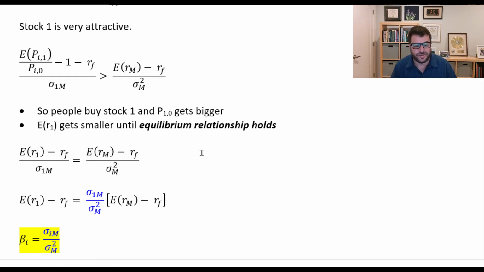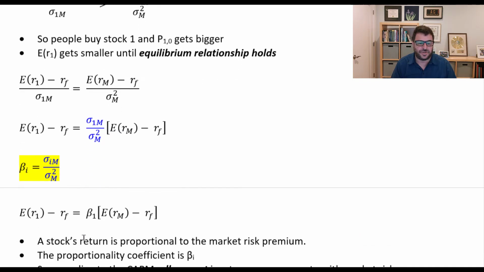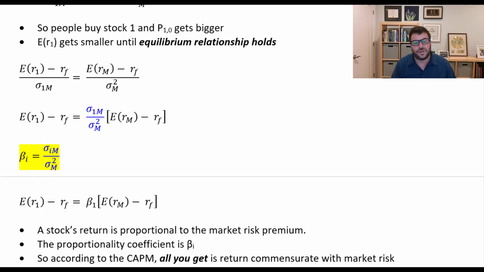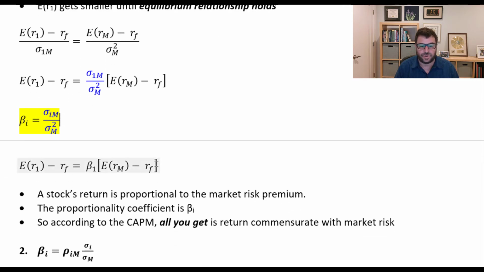And again, we're skipping a lot of math here. But what I can then show is if I move this to this side, the covariance with the market divided by the variance of the market, I get that this is equal to beta, and I've derived this first relationship. And again, we've really sketched this. We haven't proven it, but what we're saying is that a stock's return is proportional to the market risk premium. And the proportionality coefficient is that beta. So according to the CAPM, all you get is market risk premium times beta. There's nothing else on here.